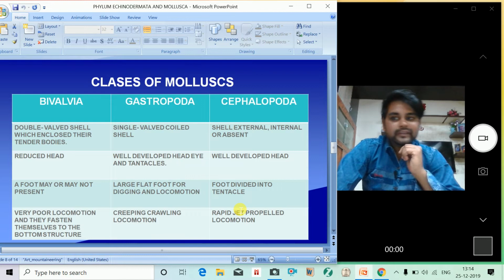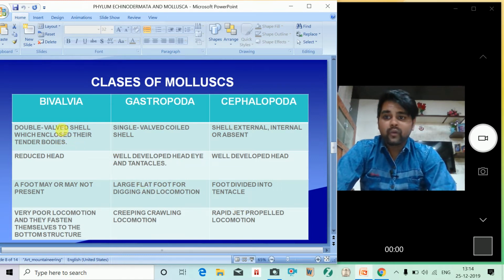The bivalves have a double-walled shell, which encloses their tender bodies. Gastropoda has a single-walled coil. Cephalopoda has a shell that is internal, external, or absent. They can be both. The bivalves have reduced heads; gastropoda have a well-developed head, eyes, and tentacles. And cephalopoda have a well-developed head.